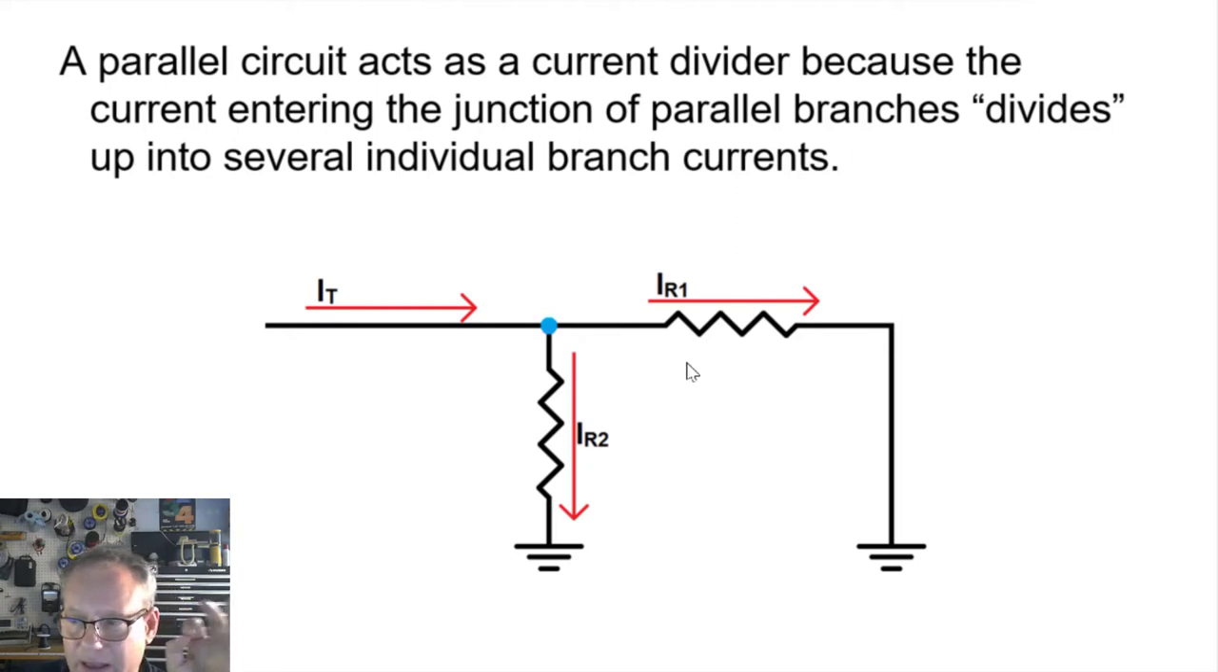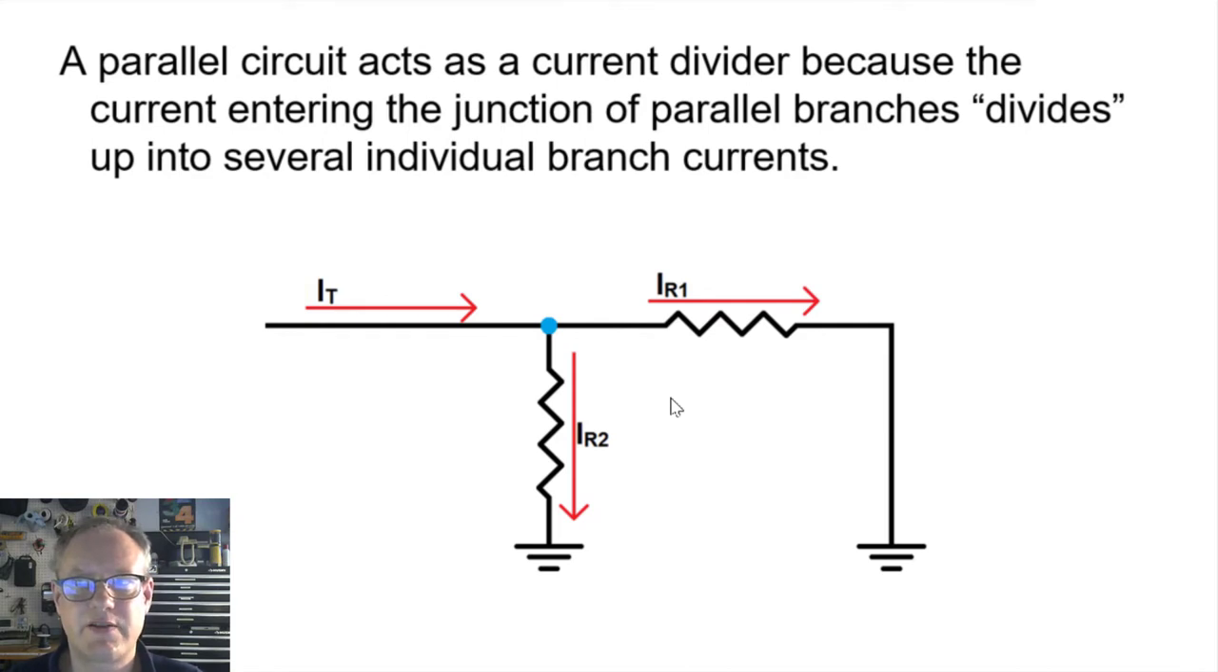Well, remember when we were doing series circuits, the voltage divider rule indicated that we are dividing up the voltage. The two resistors, or three or whatever, let's just go with two, are dividing up their voltage depending on their resistance. Well, in this case, it's actually the same.